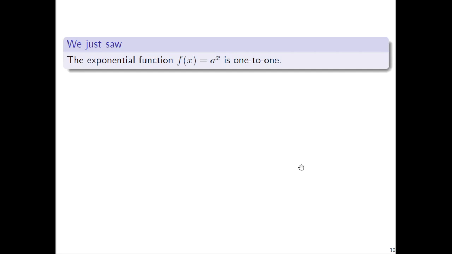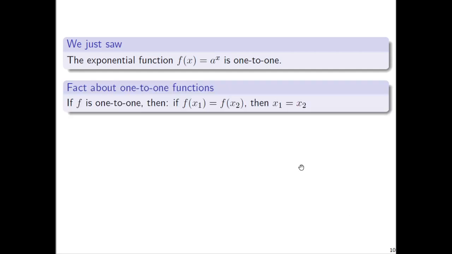Also, we just saw that the exponential function f of x equals a to the x is 1 to 1. Also, a fact about one-to-one functions, actually this is the dictionary definition of what a one-to-one function is: this property is satisfied. If f of x1 equals f of x2, then x1 equals x2. I know we often think about the picture, like the horizontal line test, but what's really going on here is f of x1, that's an output, equals f of x2, that's an output, x1 is an input, x2 is an input. So this is really saying when the outputs are the same, the inputs are the same.